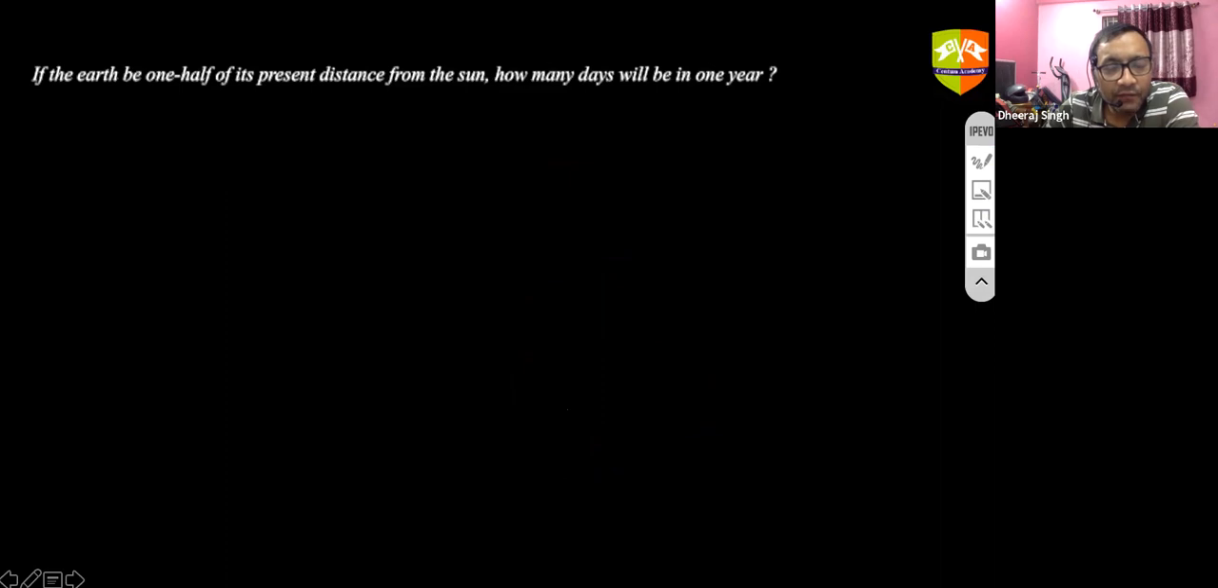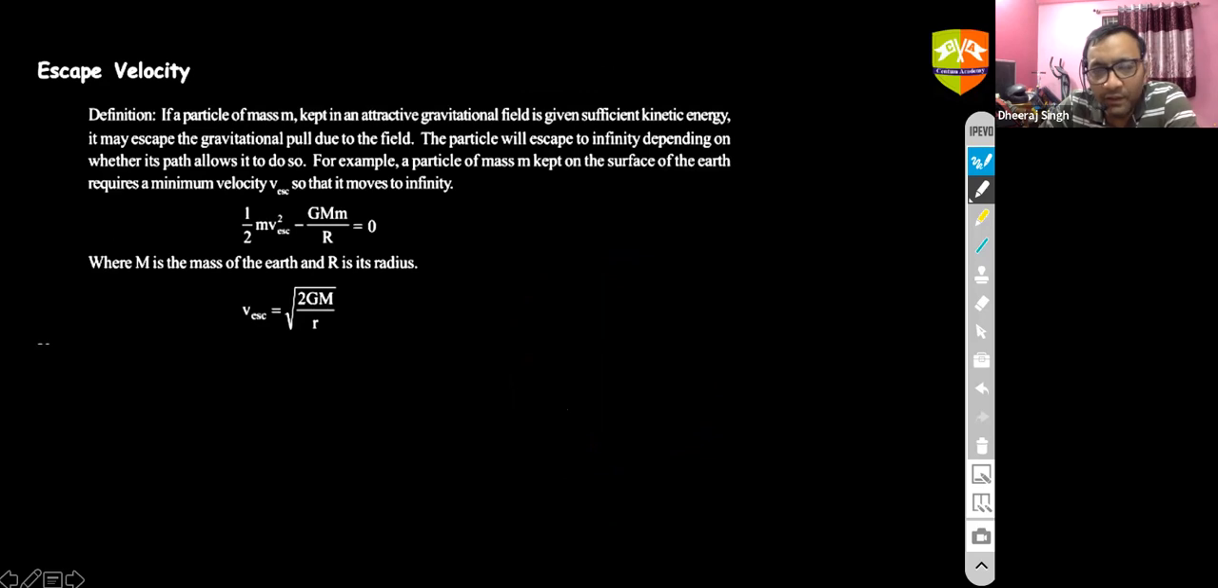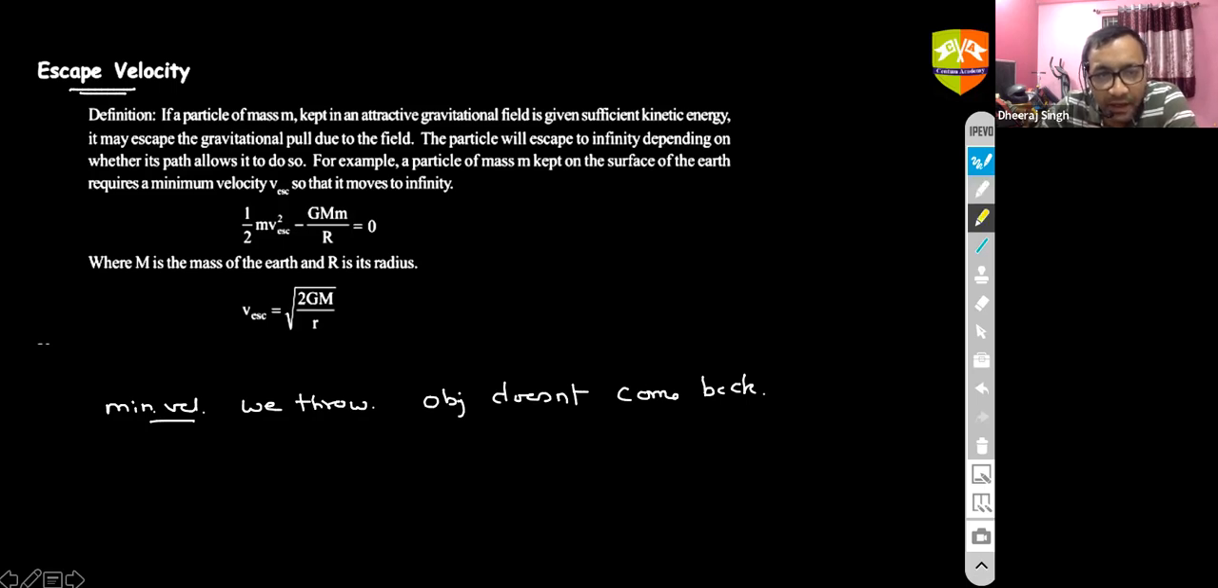Let me find some objective questions here. Okay, escape velocity is just like a made up concept here. What is escape velocity? It is the minimum velocity with which we throw an object so that it doesn't come back, as in it goes to infinity. So initial kinetic energy plus initial potential energy should be equal to the final potential energy, which is zero. And since it is the minimum velocity, the final kinetic energy also equals zero. And escape velocity comes out to be this.